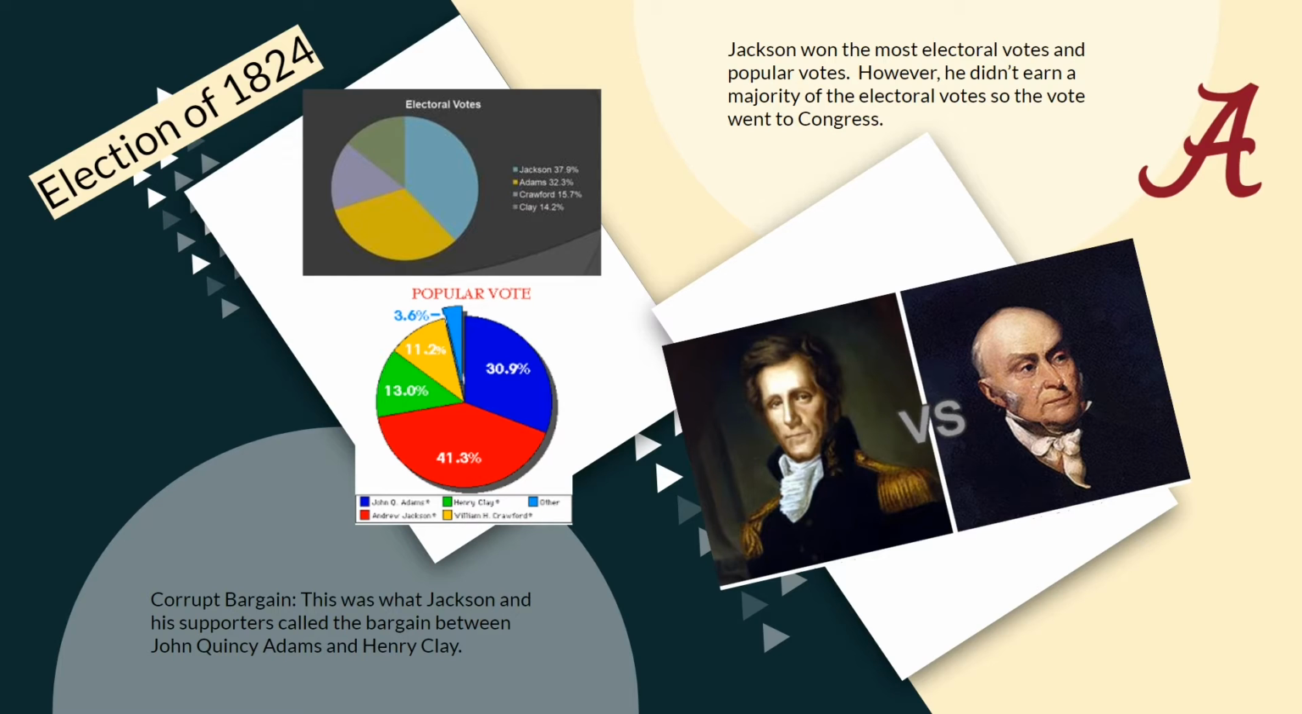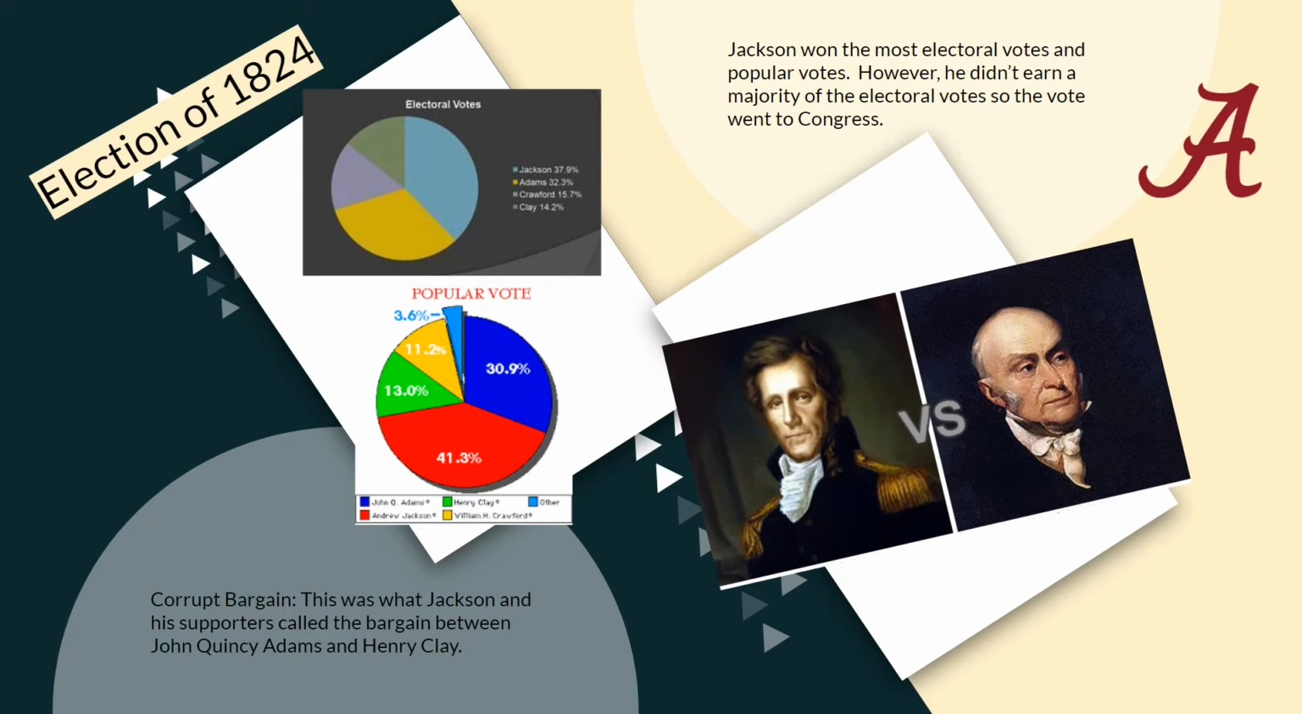Election of 1824. During this election, Andrew Jackson received the largest number of votes, both by population and electoral, out of the 4 candidates, but nobody got a majority, so the vote went to Congress. John Quincy Adams was chosen by the Congress and became president. This was made up of 2 different reasons.